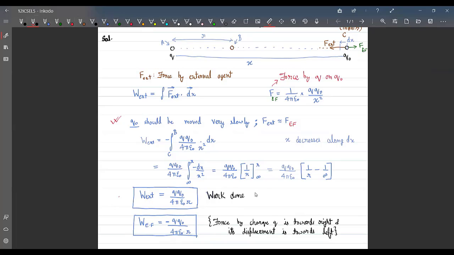Sir, will charge Q naught move when Q naught is moving? No, charge Q is fixed at its position. It's fixed at its position. It is not moving.